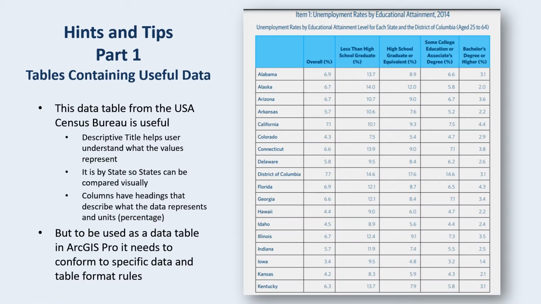So there's a lot of data out on the internet and other places, and this happens to be one of the data tables from the United States Census Bureau, and it's got some great information. It has descriptive titles, and it helps you understand what each of these columns mean, and I can see that it's by state, so all the states are listed, and then there are different categories within the overall percent. So it's showing you the units. But really, to use this data in ArcGIS Pro, you'd have to bring it in and clean it up to put it into the format that you would need.